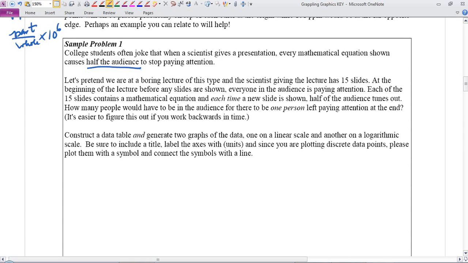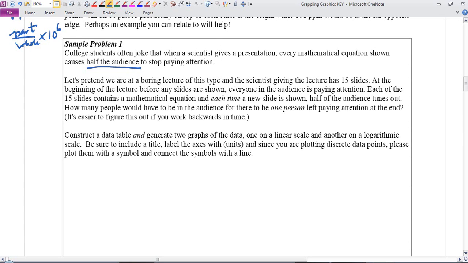Well, as you've already seen when we were doing dimensional analysis, sometimes it's better to start at the end and work backwards. This is one of those cases. If we're going to have one person left at the end, we know there's 15 slides, and half of them quit paying attention every time, this is a simple doubling, 15 slides worth.